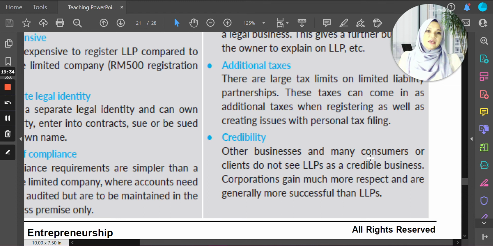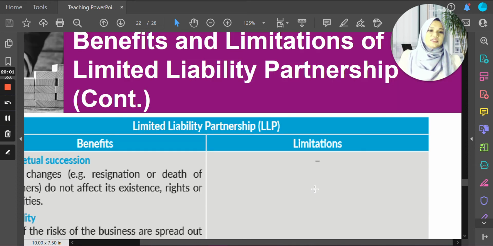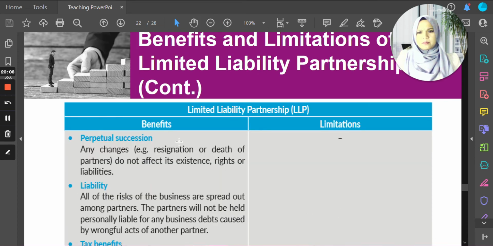And there are some issues with credibility. Other businesses and many consumers or clients look down on an LLP because they don't see it as a credible business. They might think, why open an LLP, why not open a PLC right away? So a corporation will gain much more respect and is generally more successful than an LLP. The corporation means the companies, limited liability company, private limited company, sorry.